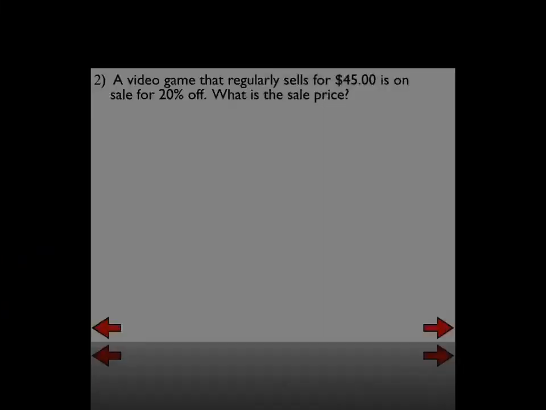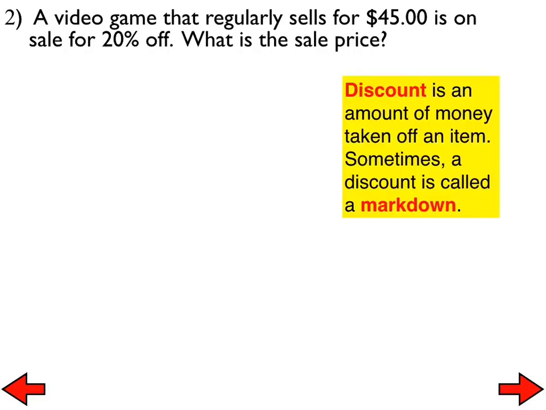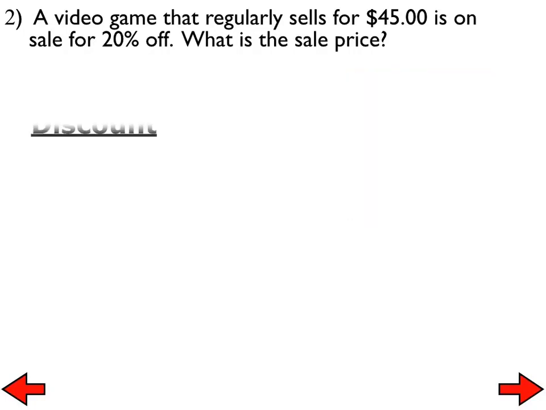Number 2. Same as yesterday. A video game regularly sold for $45, but it's on sale for 20% off. What is the sale price? So this time, you're still going to find the discount first. But if you're buying something that's on sale, are you paying more money or less money? Less money. It's on sale. It's 20% off. So what do you think we're going to do as our last step? What math operation? Subtract. Good.